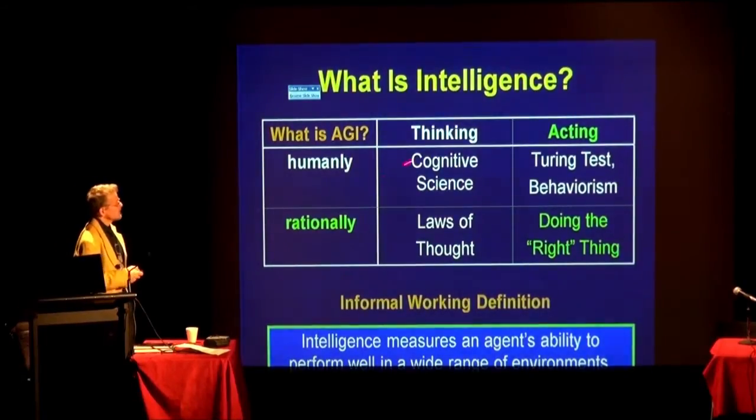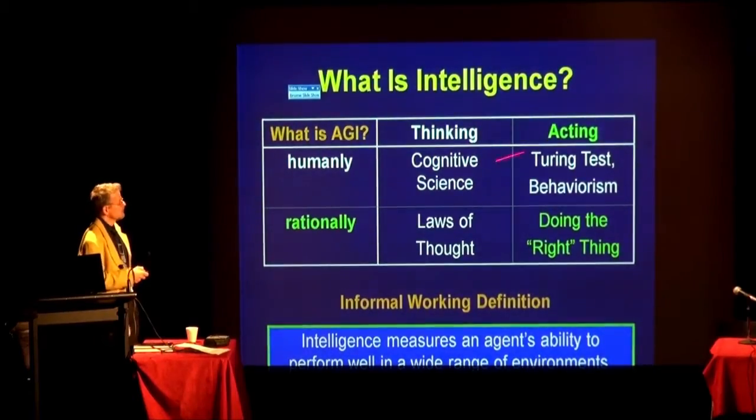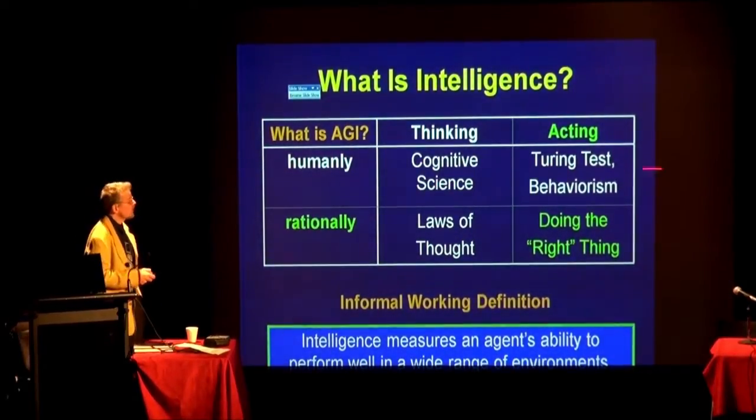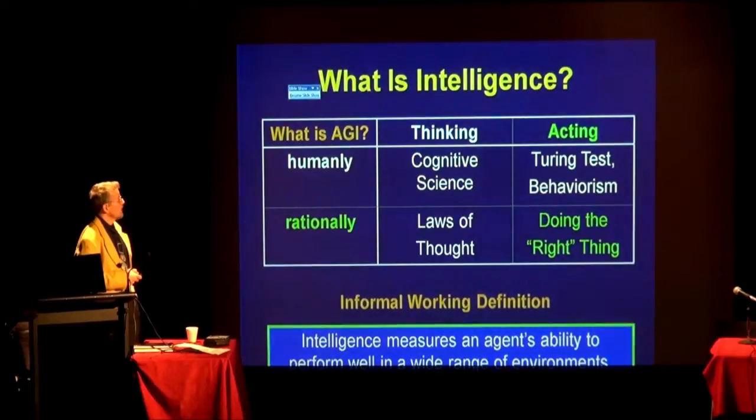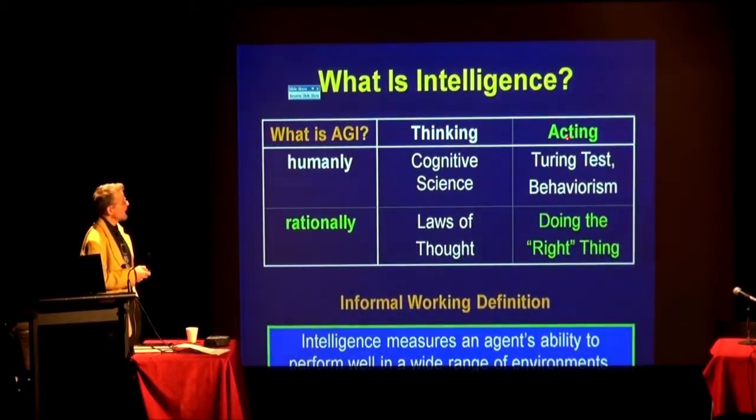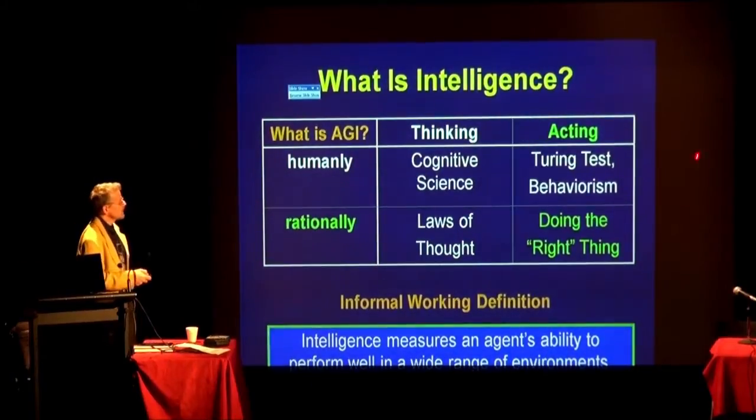Cognitive science, for instance, is the field of how humans think. They study how humans think. Behaviorism is an alternative psychological theory about how humans act. And also the Turing test in this corner here asks how humans act and compares it to actions of an artificial system. It doesn't care about the internal thinking processes. That's about humanness. What about rationality?